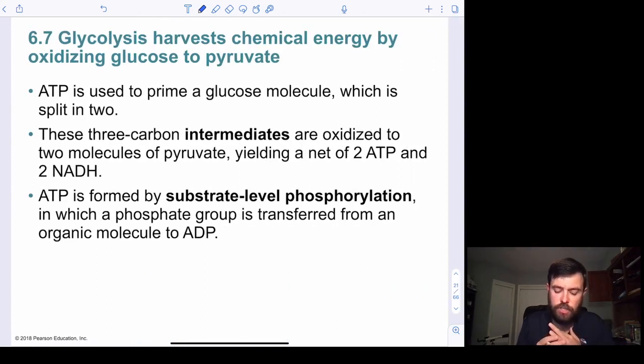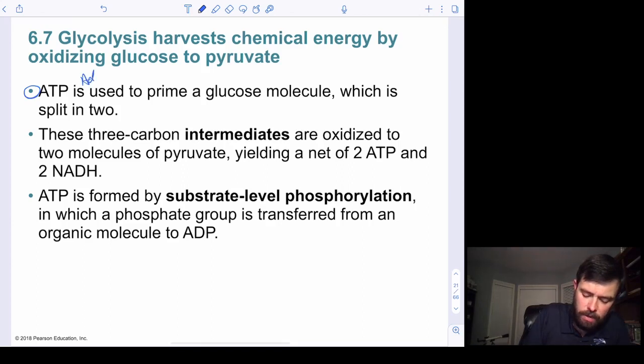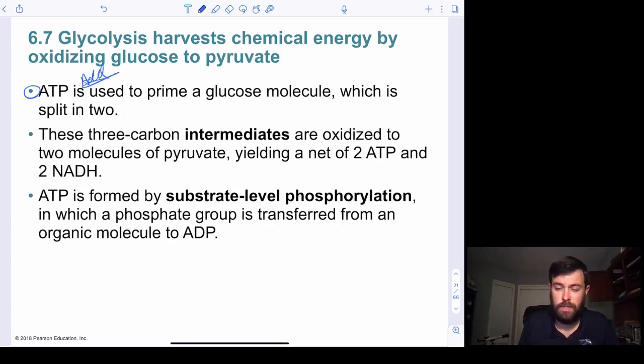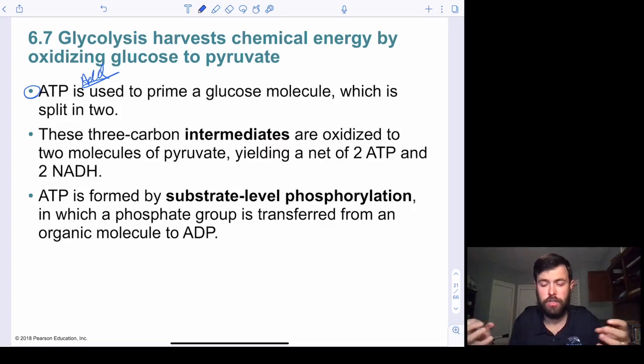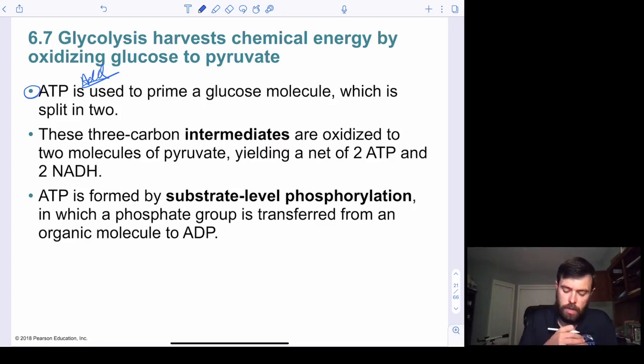So ATP is used to prime glucose. Again, as I mentioned, we talked about enzymes. In order to make money, you've got to spend money. So the first thing that we have to do is add some ATP. You've got to put some energy in to get that molecule started. Just like you want a firecracker to go off, fireworks, you've got to light it first. And so that's going to create these 3-carbon intermediates that are oxidized, and we get our 2 molecules of pyruvate.